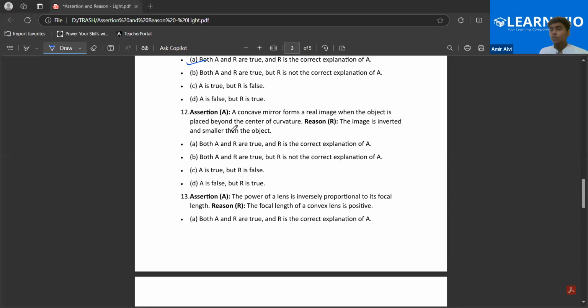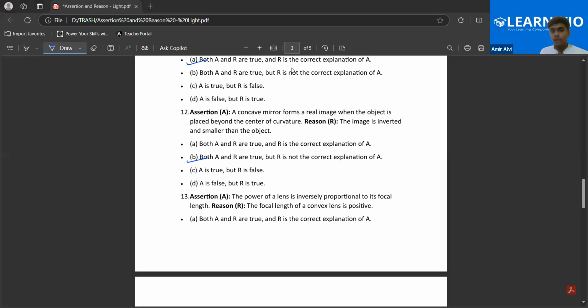That is also true, but that is not the correct explanation for this, because it's not saying anything related to the inverted image. It's only giving two statements, but they are independent statements. So both are right, but it is not the correct explanation. Am I right? Am I clear to all of you?